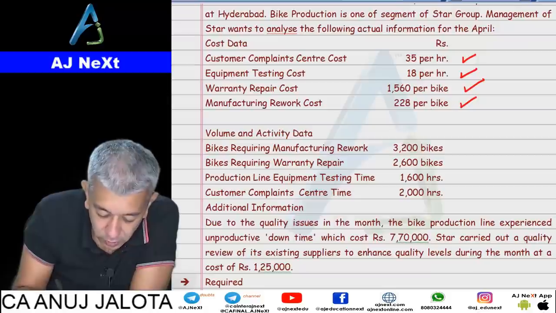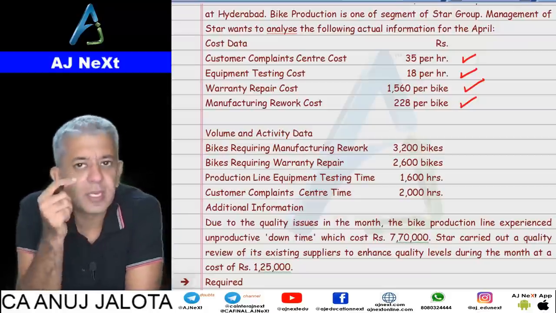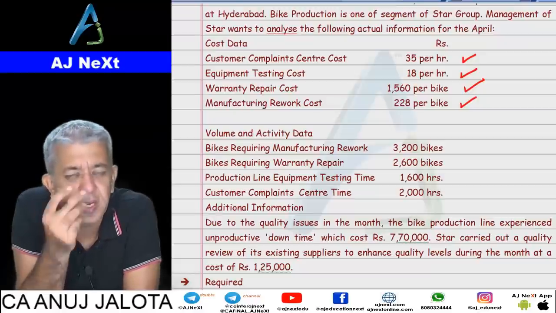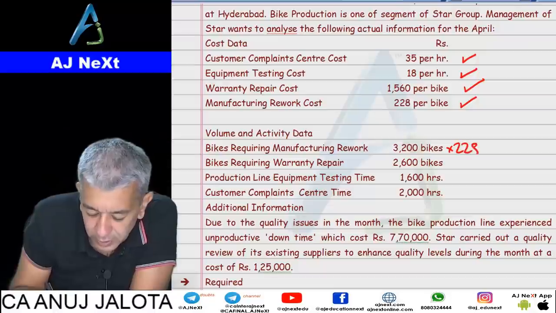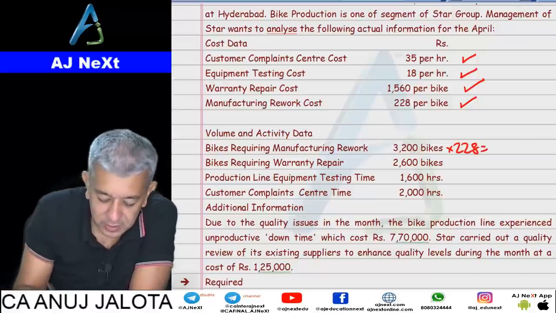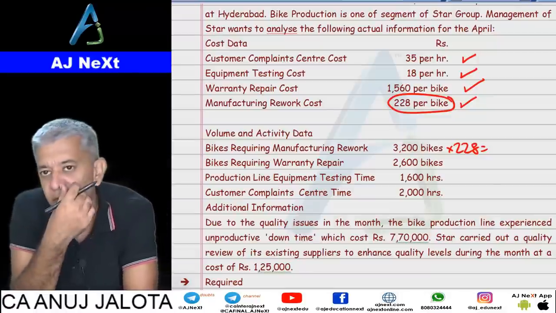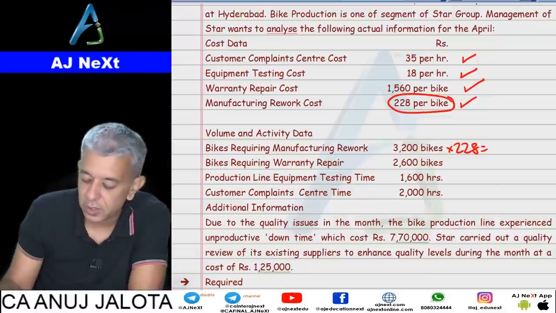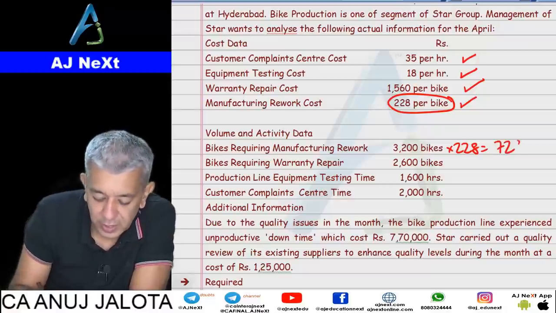अच्छा तो, बाइक्स रिक्वायरिंग मैन्युफैक्चरिंग रीवर्क, ये वाली बाइक्स बराबर नहीं बनेंगी, उसके ऊपर फिर से काम करना पड़ेगा, दैट इज वॉट एवर इज मेंट बाई रीवर्क। सो देयरफॉर 228 दैट कम्स फ्रॉम हियर, मैन्युफैक्चरिंग रीवर्क कॉस्ट। तो 3200 बाइक्स के ऊपर, एंड फॉर एवरी बाइक वी स्पेंड 228। सो 3200 इनटू 228 तो दिस कम्स टू 729600.